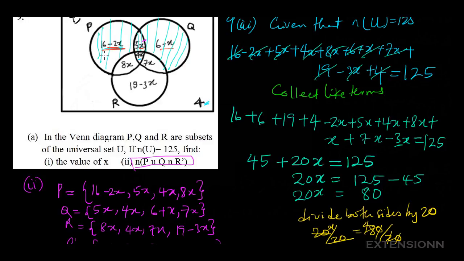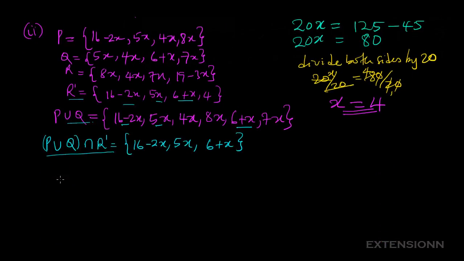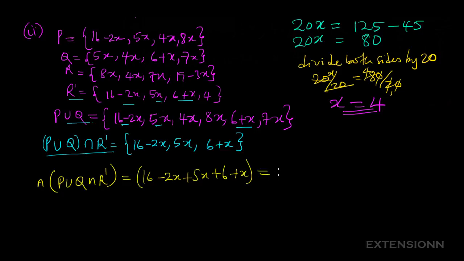So we have to find the value of this portion of the Venn diagram, which is very simple. We just add up 16 minus 2x plus 5x and 6 plus x. So we'll get our answer. So that will be n of P union Q intersect R prime. You can remove the brackets, it doesn't really matter. So to find this, you add up all the elements of that portion of the Venn diagram. So we'll have 16 minus 2x plus 5x plus 6 plus x. Okay, and you can just collect the like terms.